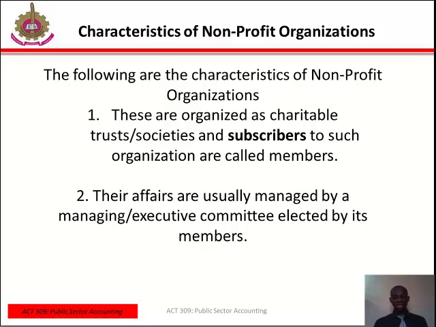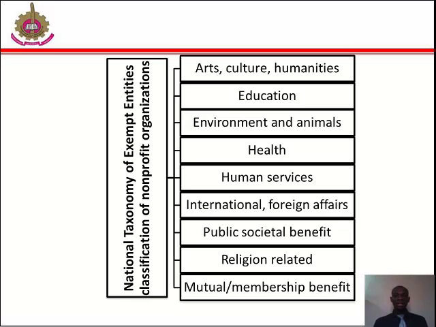So let's move on as we talk about the different classification of non-profit organizations. The National Taxonomy of Exempt Entities classifies non-profit organizations into 9 major groups, and I'm going to list them one after the other, as you can see on the presentation.